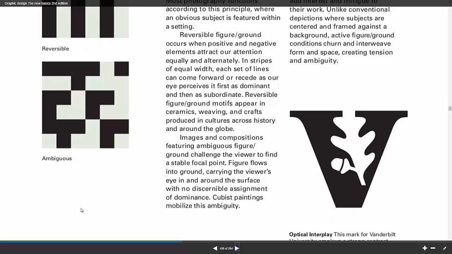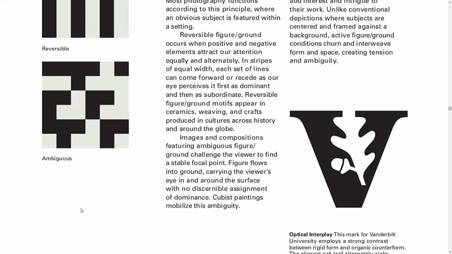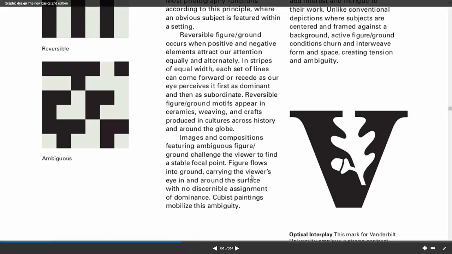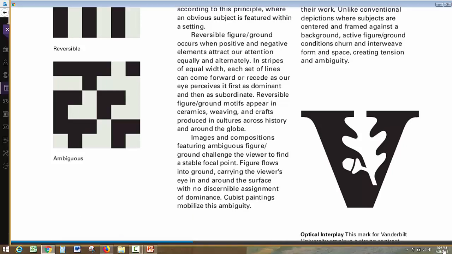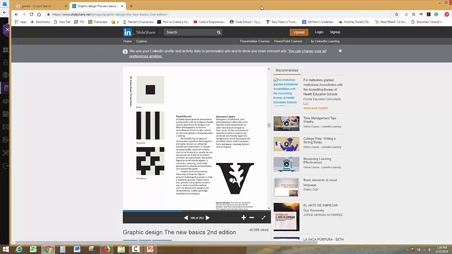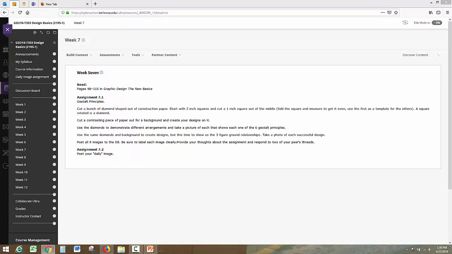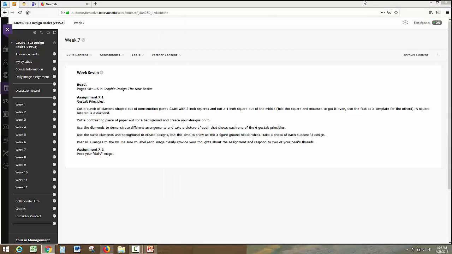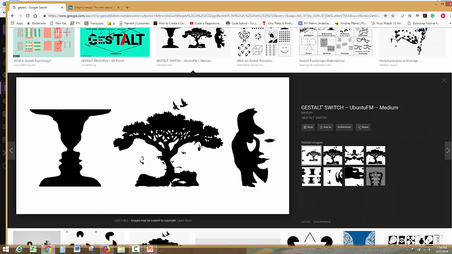So you're going to provide, so it's going to be 9 compositions, and it will be 6 on the principles of Gestalt, and then it's also going to be 3 on figure ground. These are all great examples of figure ground here, which I love.